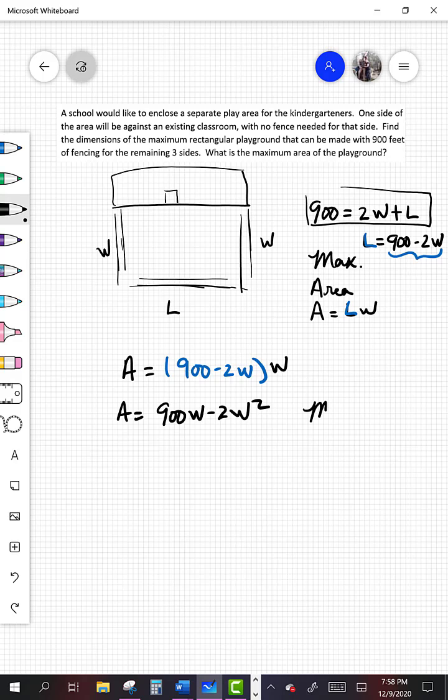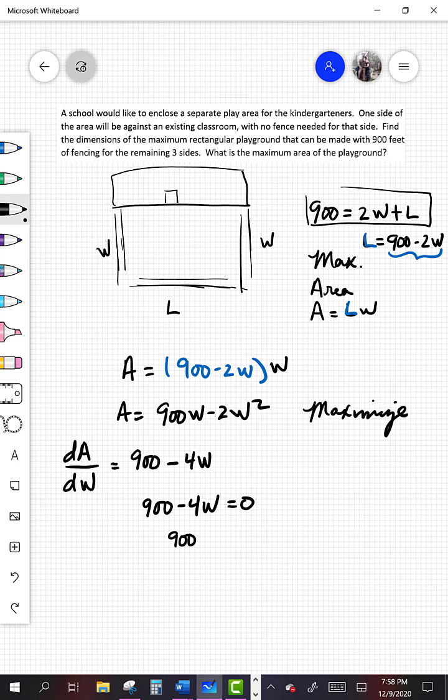So we're trying to maximize this, and so we want to take the derivative. So dA/dw, so the derivative of our area with respect to w is 900 minus 4w. We want to find our critical value, so we want to find when our derivative is equal to 0. So it's when 900 is equal to 4w. Divide both sides by 4, we get w is equal to 225 feet.